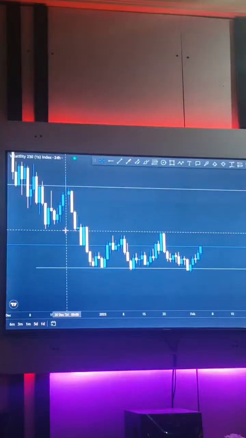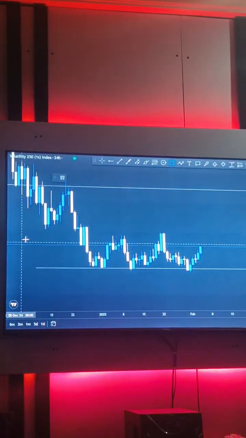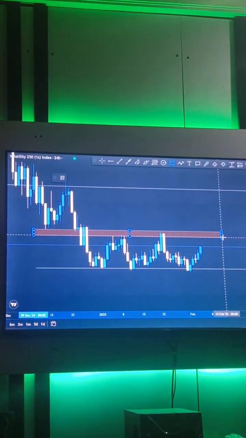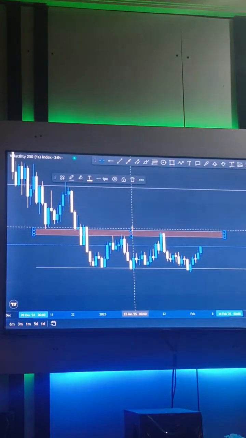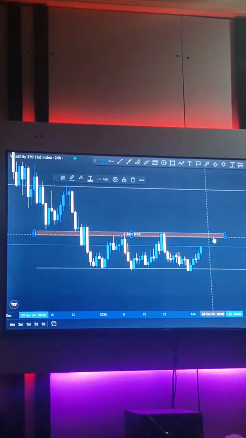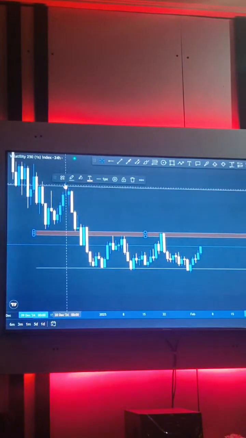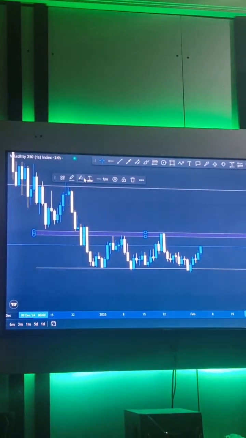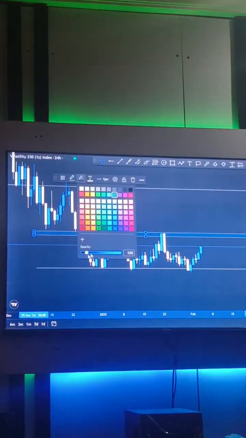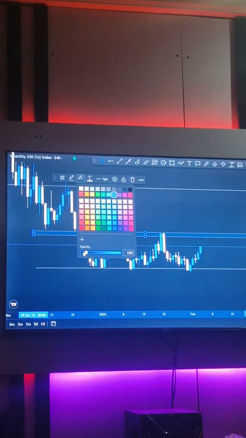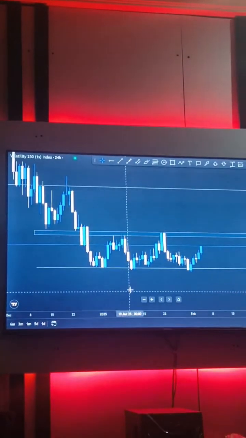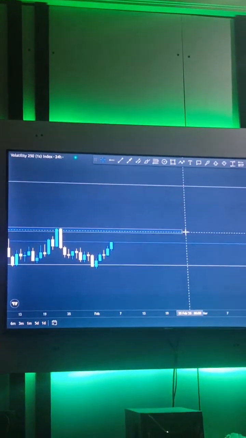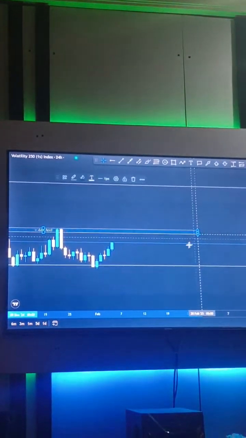Let me use a zone. I like majorly using lines, but let me use a zone. I'm going to be using a zone, and I use blue. I'm going to blur it. So you can do this on any kind of pair, any pair at all.